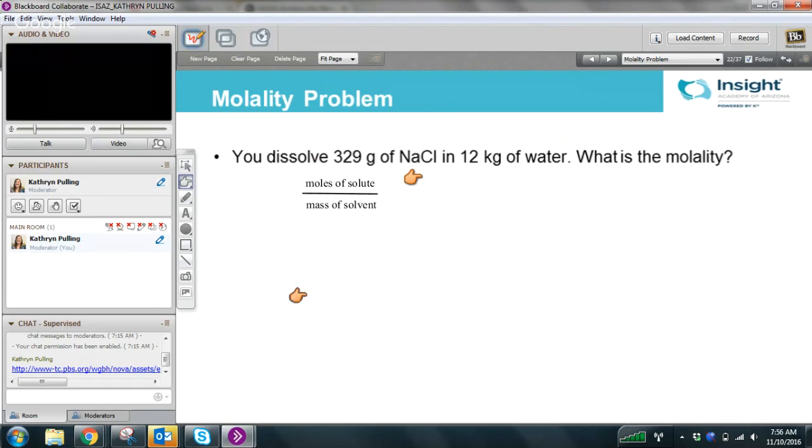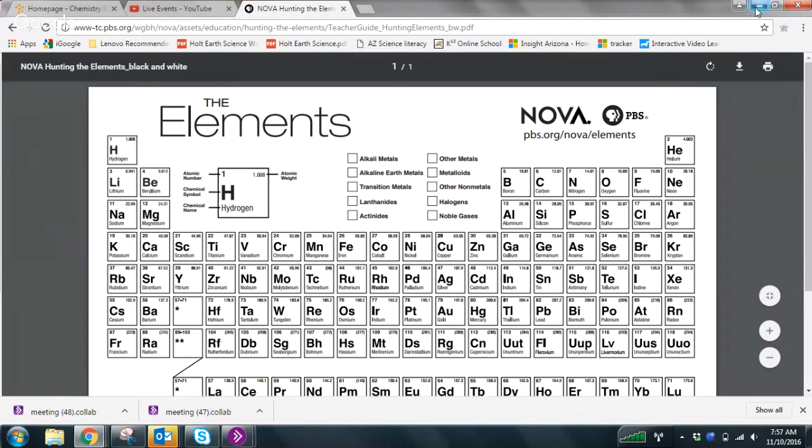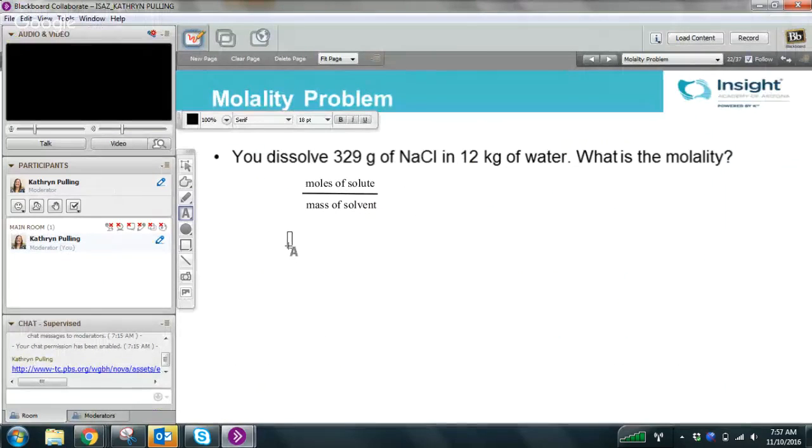So we need to figure out the molar mass of sodium chloride. Go back here, sodium, 22.99, so we're going to call that 23 grams, and chlorine we already used was 35. So we've got 23 plus 35, which is equal to 58. Yes, grams per mole. Then we take our 329 grams, divide by the 58 to get our moles. This I need a calculator for. 329 divided by 58, 5.67.